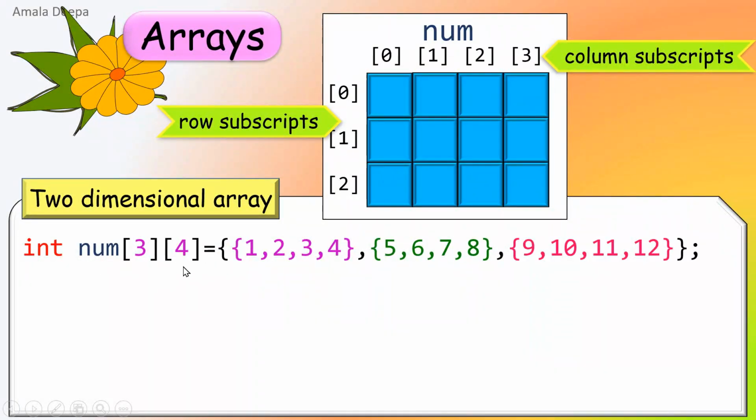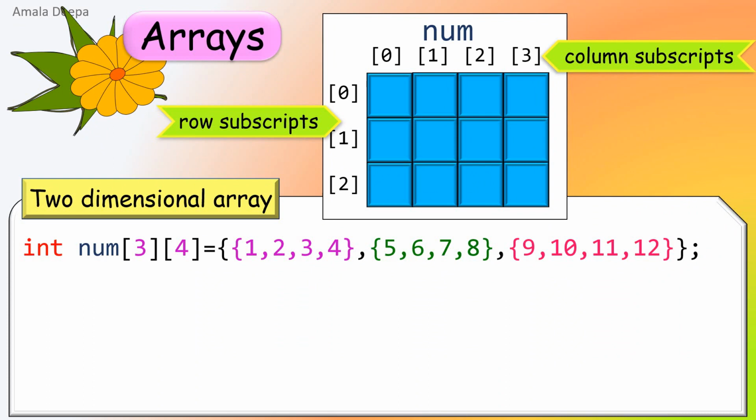On the right hand side of this declaration statement, since there are 3 rows in this array num, you should have 3 elements. Each element is itself an array. The elements 1, 2, 3, 4 within curly brackets are the elements for the first row, comma, 5, 6, 7, 8 within curly brackets are the elements of the second row, again comma, 9, 10, 11, 12 within curly brackets are the elements of the third row, and all these 3 rows must be given within another pair of curly brackets.